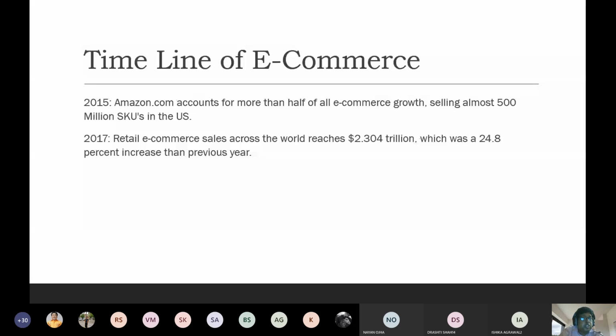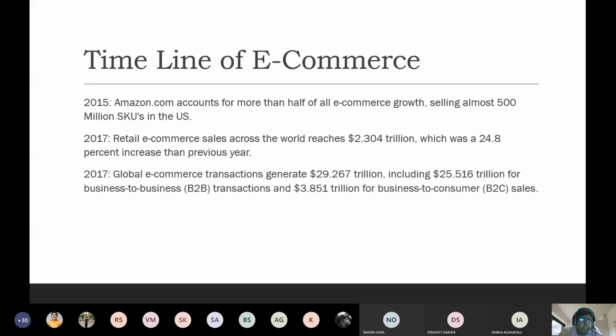For your information, I have not listed down the facts over here. One of the reasons is also India, because India had seen a surge in the retail business, and consumers were buying products. So all the developed and developing countries were making purchases via these online systems, and that's the reason why the entire sales worldwide reached about $2.304 trillion. In 2017, global e-commerce transactions generated $29.267 trillion, from B2B as well as B2C.